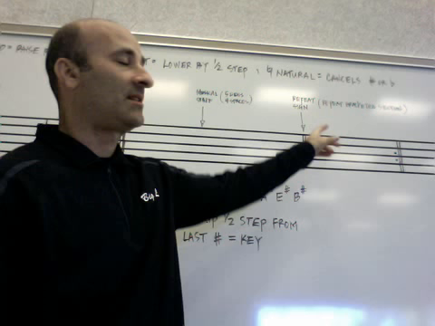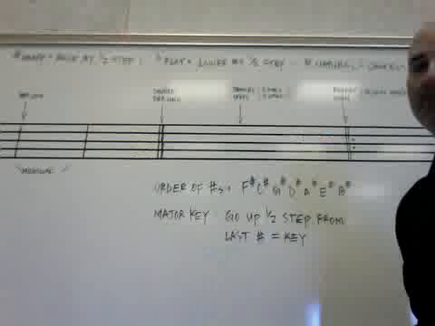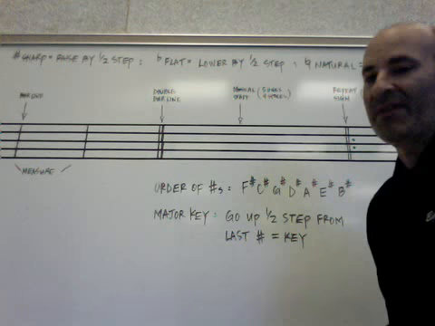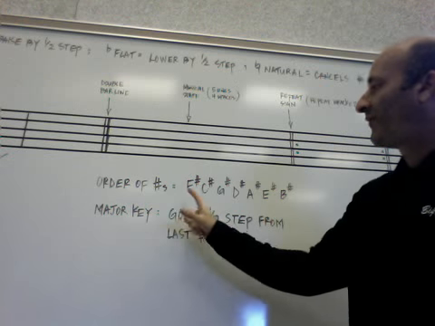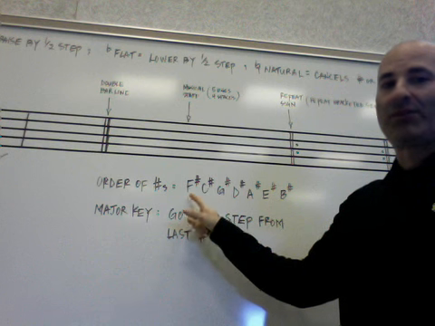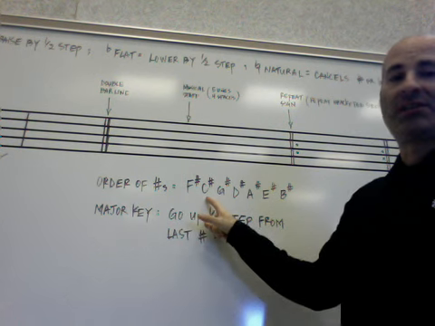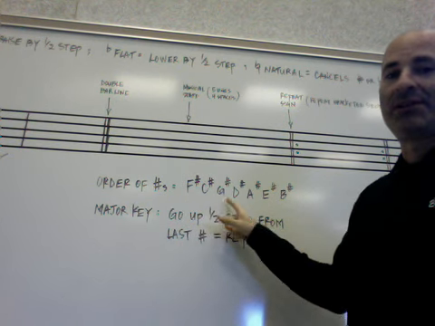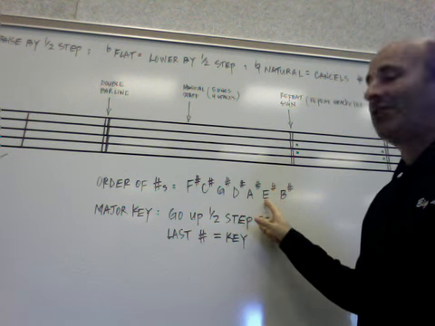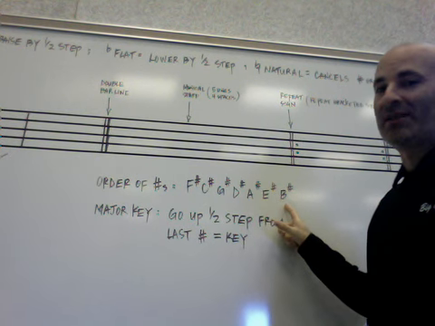The last piece of information that we talked about in class was the order of sharps. Remember that anytime you see sharps in your key signature, they are always going to be placed in the same order, always. The first sharp in any key is always F sharp, moving on to C sharp, G sharp, D sharp, A sharp, E sharp, and finally the last sharp in a key signature is B sharp.